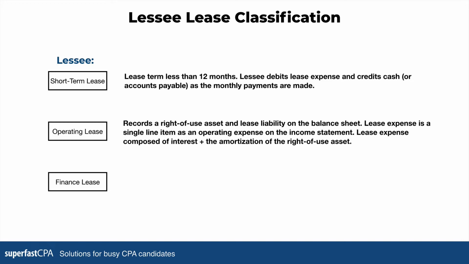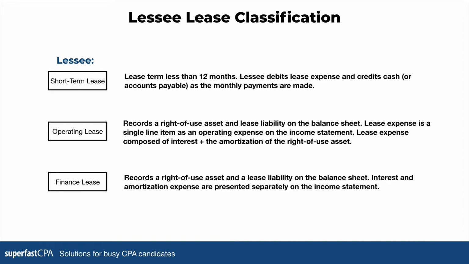The operating lease, the lessee is going to record a right of use asset and then a lease liability account on the balance sheet. The lease expense, it's a single line item as an operating expense on the income statement, and the lease expense is composed of interest plus the amortization of the right of use asset. But again, it's presented just as one line as an operating expense.